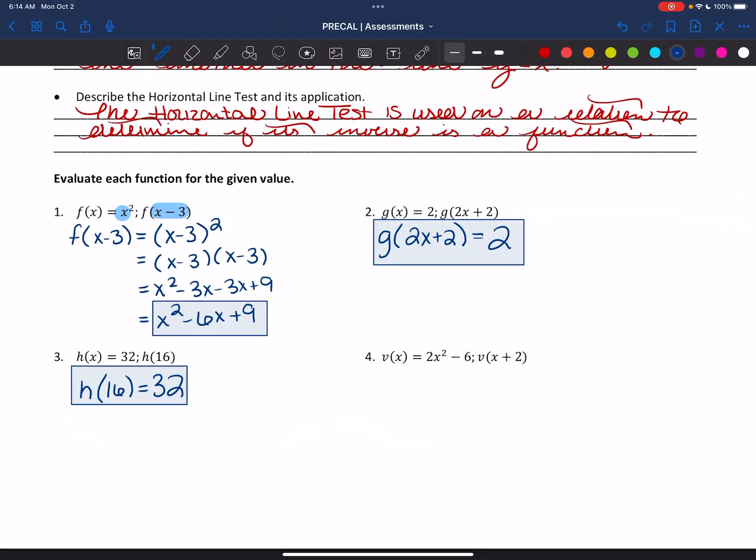Okay, now let's look at this last one. We're taking the function v of x, and it is the expression 2 times the input squared minus 6, and we want to evaluate this function v at an input of x plus 2. So that means we're going to take 2, and in place of x, we're going to allow our input to be x plus 2. That quantity is squared. And then we will subtract 6.